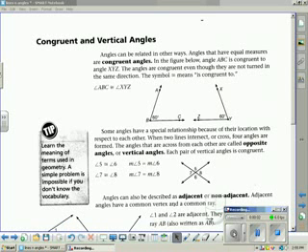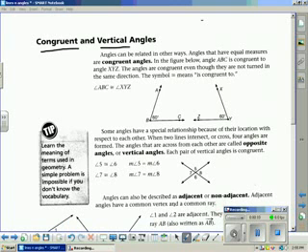Today's lesson we're going to be talking about the relationship that angles have with each other. We're going to talk about congruent and vertical angles. We're going to talk about adjacent and non-adjacent angles. Let's start with congruent angles.